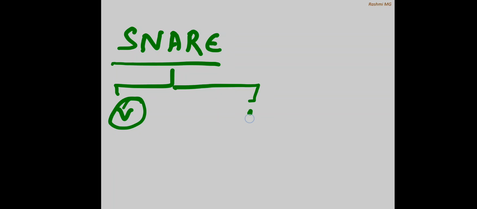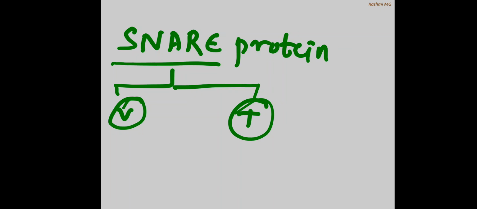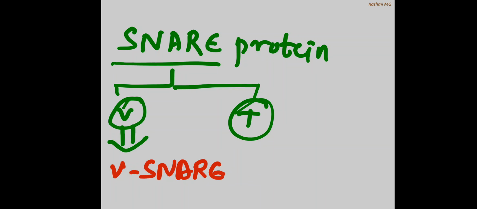So these SNAP receptors, or SNARE proteins, are present in both vesicles and the target membrane. The SNARE protein, or the SNAP receptor, which is present in the vesicle is known as V-SNARE. I'll write it in a different color. The SNARE protein which is present in the target membrane is known to be T-SNARE.